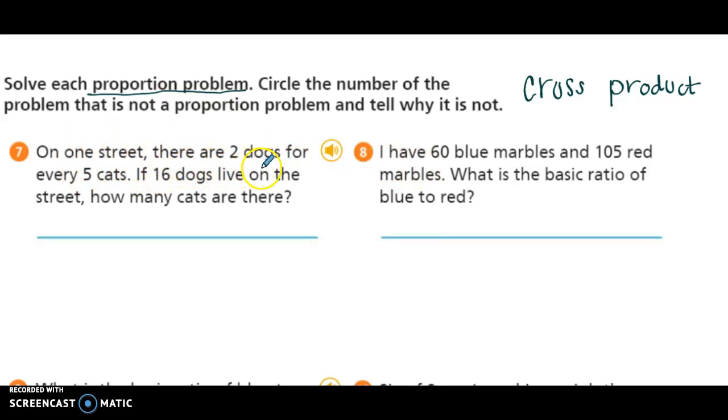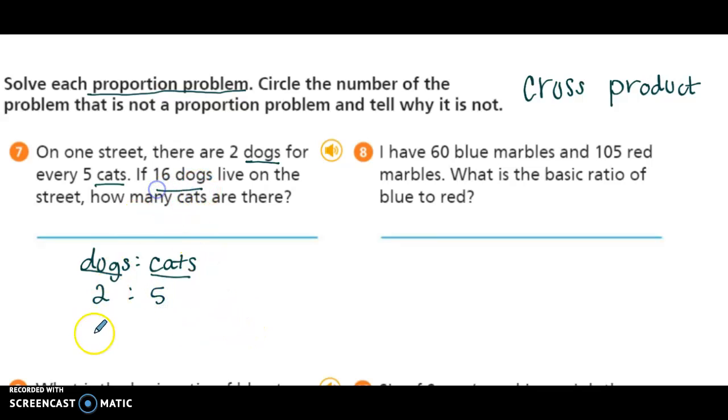On one street, there are 2 dogs for every 5 cats. First rule that I will be looking for on any of your work, if you're asking for help, is did you identify the ratio in words? Here it's dogs and cats. So that's going to be my ratio, and that's going to be the order. Dogs to cats. I'm defining the ratio that's in the story in words first. And that's how I'm going to set up my proportion here.